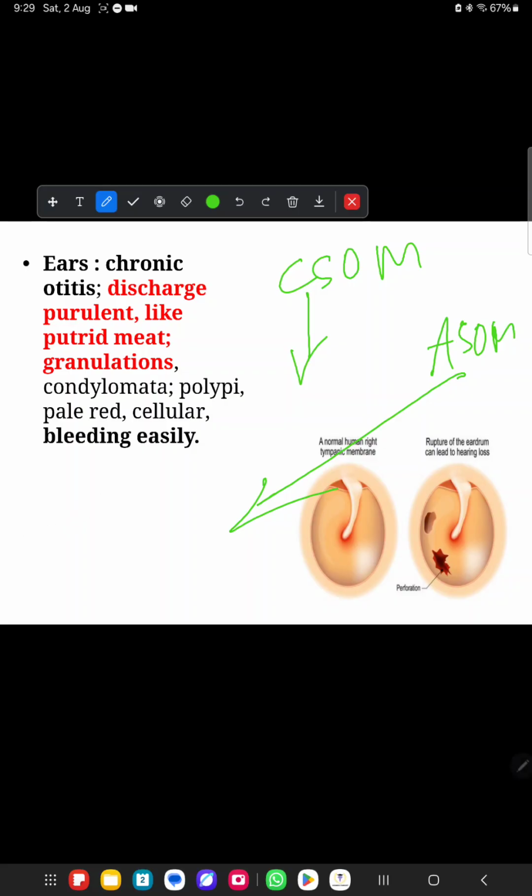Okay, what is the name of the test? Can anyone tell? Sir, Rinne and Weber. Yes, very good. Rinne and Weber test is there. We will perform it especially in case of deafness.